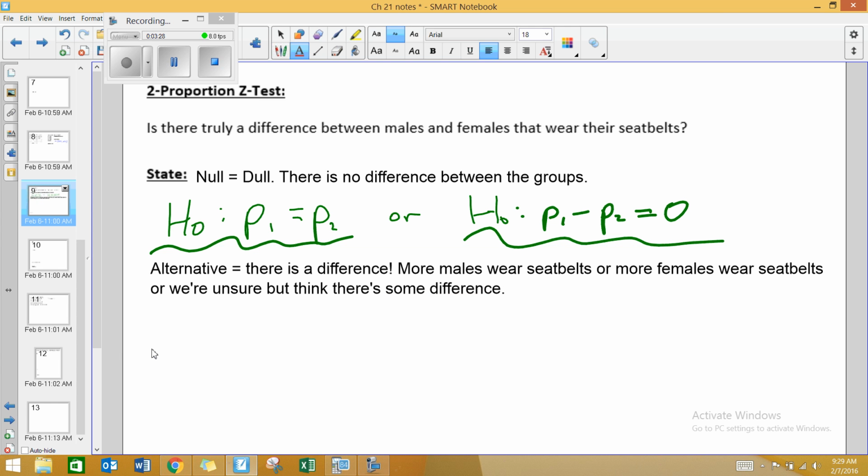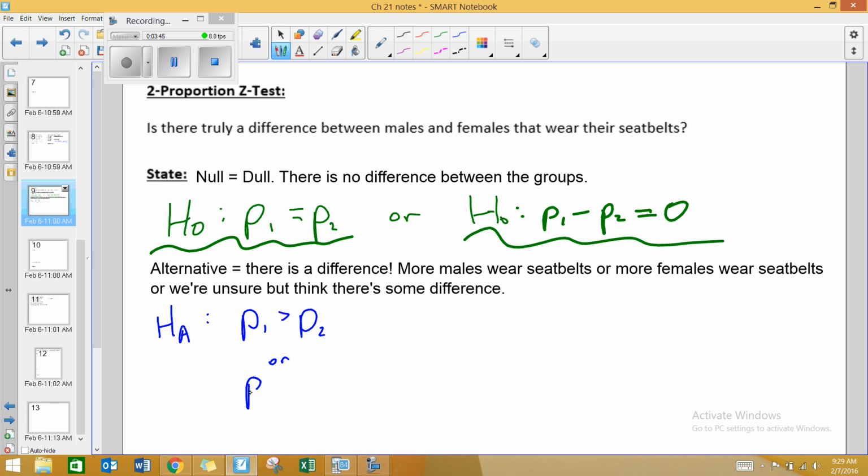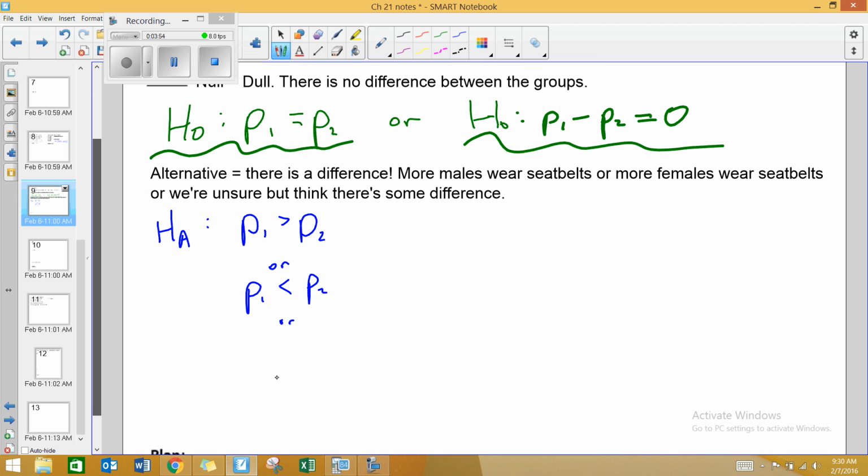So this is where the notation comes in, because I'm either going to write, for my alternative, P1 is greater than P2, or I'm going to write that P1 is less than P2, or I'm just going to state that P1 is not equal to P2. So those two proportions are not the same.